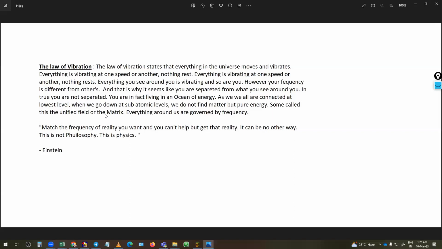You are, in fact, living in an ocean of energy, as we all are connected at the lowest level. When we go down to the subatomic level, we do not find matter but pure energy. Some call this the unified field, or the matrix. Everything has its own vibrational frequency, right? The car, the table, the cat, or even our thoughts and feelings. It is all governed by the law of vibration.